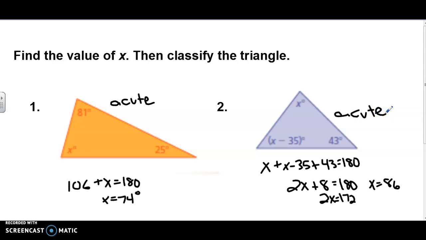All right. So that is triangles and their interior angles. So any triangle, the interior angles add up to 180 degrees. If all three angles are less than 90, it's an acute triangle. If one angle is 90 degrees, it is a right triangle. And if there is one angle that is greater than 90 degrees, it is an obtuse triangle.